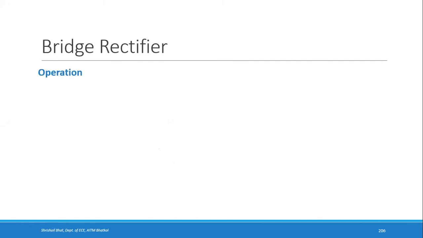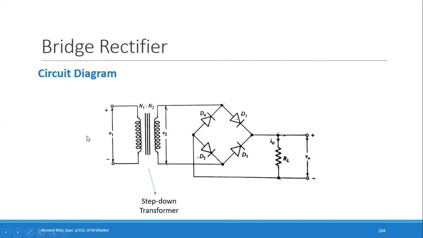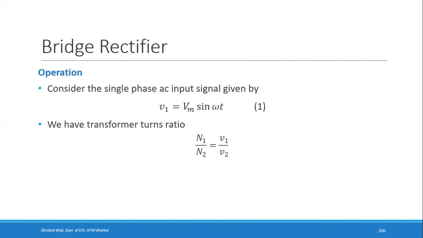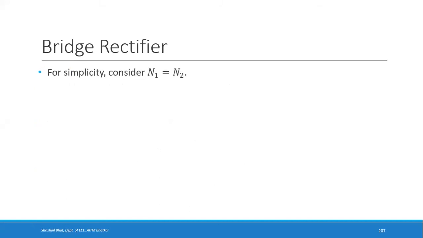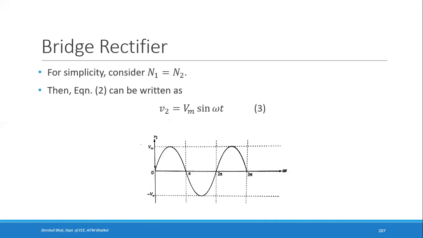Coming to the operation, the input is an AC signal, in the form of Vm sin omega t. Then you have the transformer turns ratio N1 by N2 equal to V1 by V2. That's the relation. So V2 will be N2 by N1 into V1, and V1 is Vm sin omega t. So I can write V2 is N2 by N1 into Vm sin omega t. If you take N1 equal to N2 for simplicity, we can write V2 is Vm sin omega t. So it's a sine wave with peak value of Vm and period 2 pi.